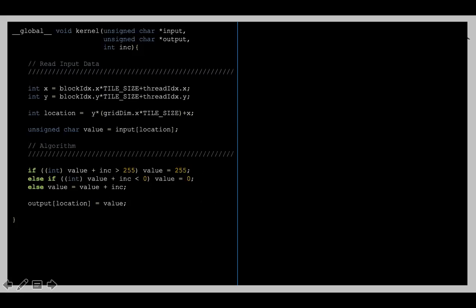Otherwise, if the value is less than 0, then the value would be set to 0. And the third option is where the intensity is manipulated. So value is equal to value plus INC. This INC is a parameter that you pass to the kernel. And finally, once that is done, the output value is set to value. So you manipulate the intensity wherever it was possible to do so based on the given conditions.